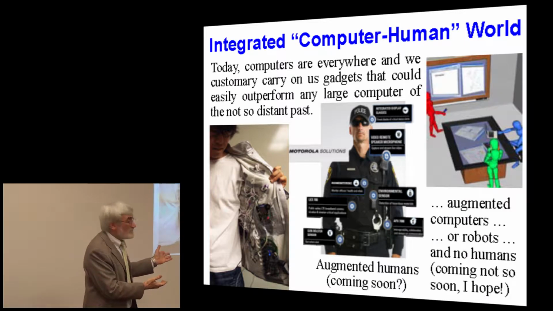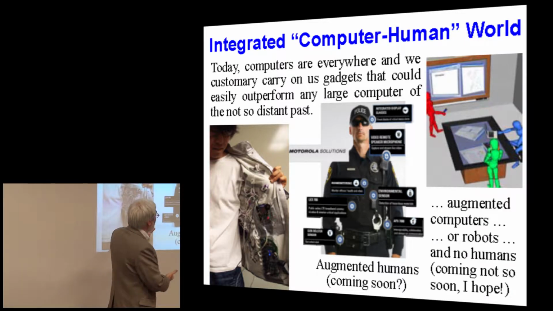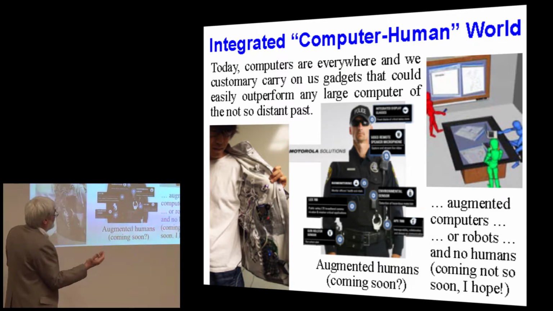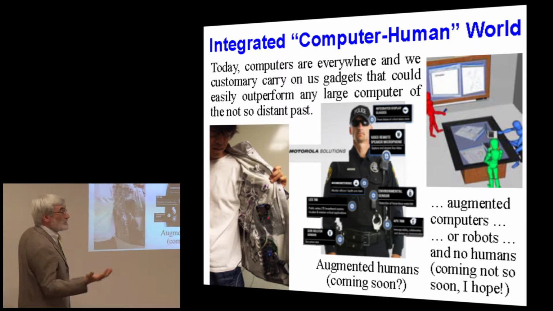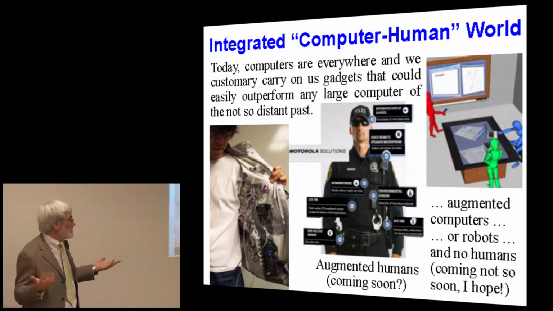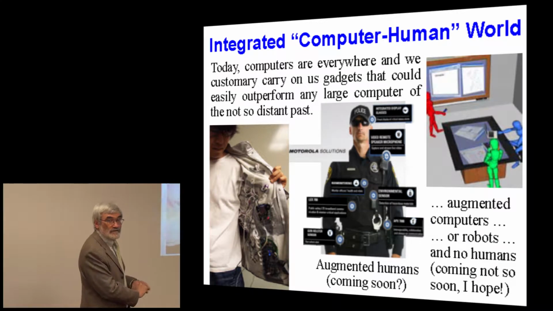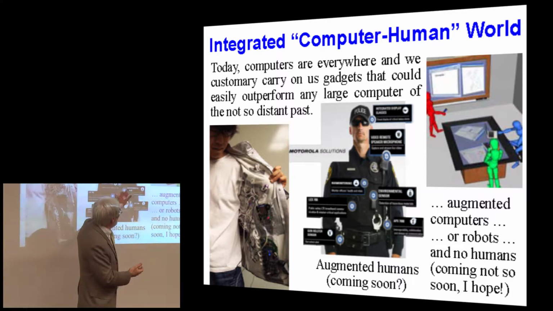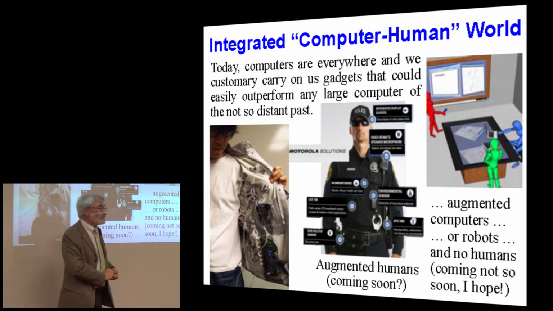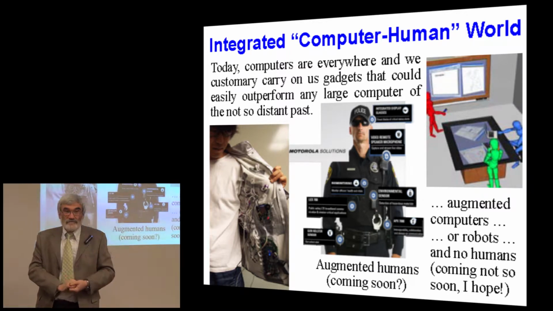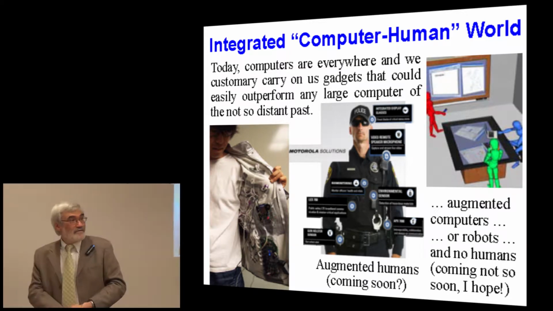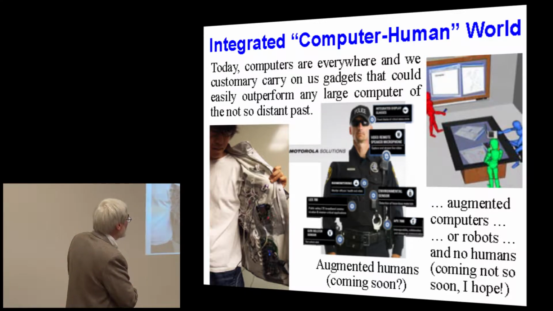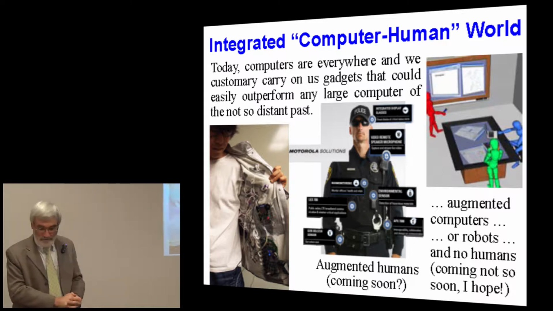It's scary, isn't it? And then the next step, I would say, is augmented computers, or call them robots or whatever, and then where is the place for humans? Probably this is coming, hopefully not so soon. Something is coming where maybe everything will be artificial and robots, and I don't know where we go with that.